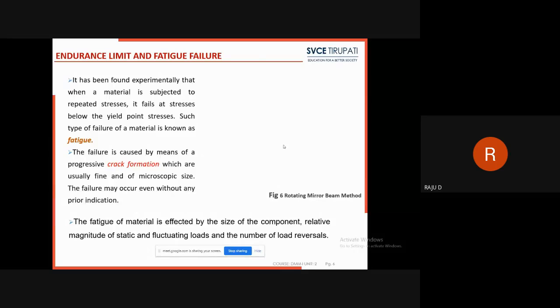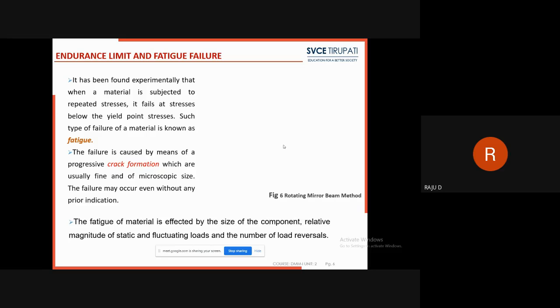But in fatigue failure, if you apply the same load constantly, there is no failure. Okay, once you apply the load in a repeated condition, the same or a variable load, it is definitely going to fail. The endurance limit is the ability of the material to resist failure when subjected to repeated stresses below the ultimate point, or below the yield point, where it is called fatigue failure.